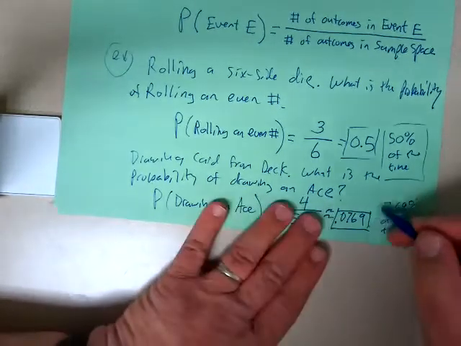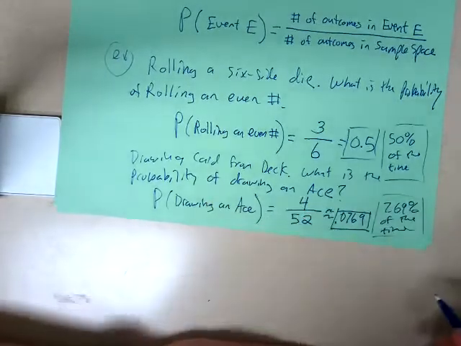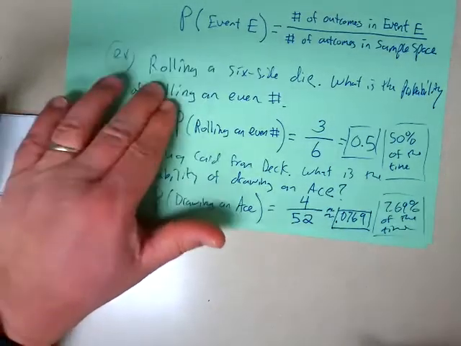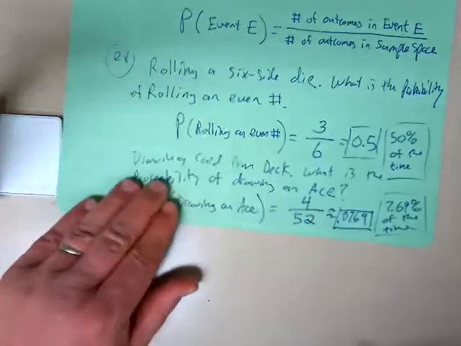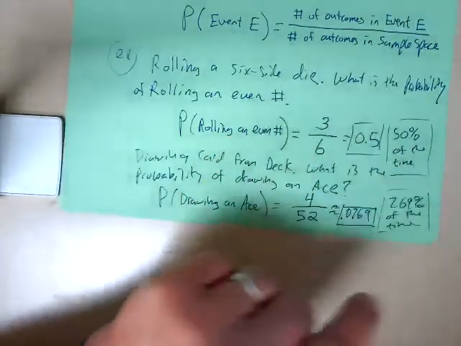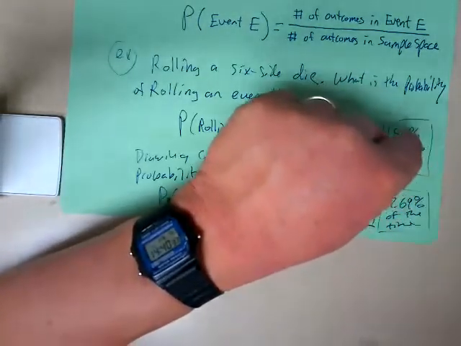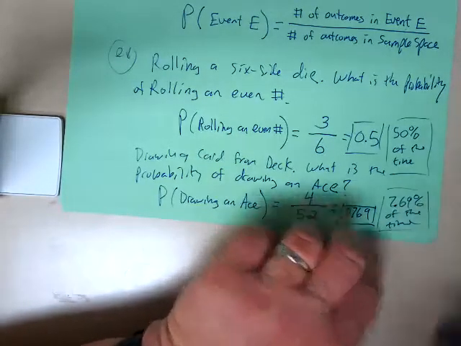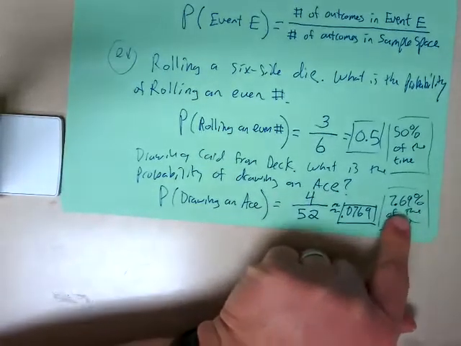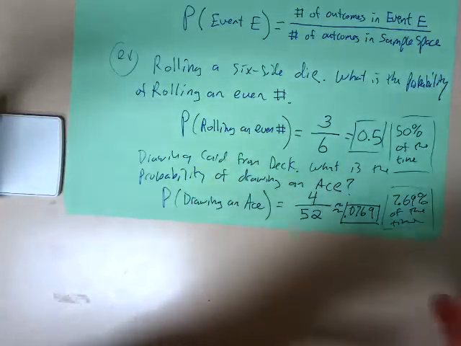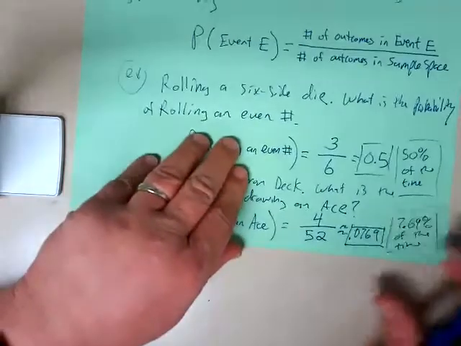Okay, so I could then tell which one's more likely. Would I be more likely to win this game where I have to roll an even number, or this game where I have to draw an ace? And the answer is you'd be more likely to roll an even number. That's going to occur 50% of the time, while this only occurs 7.69% of the time, not even 10% of the time, right? Okay, so it forms a measure of how likely something is.